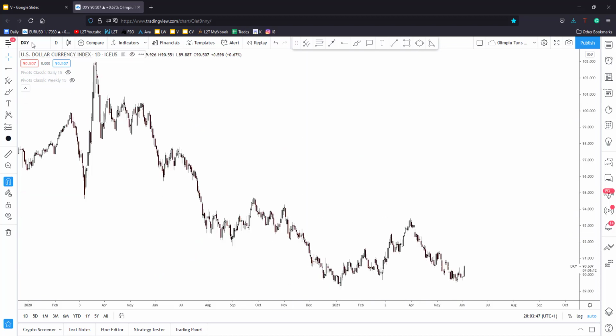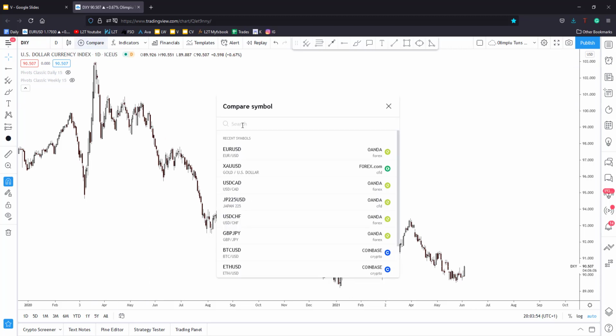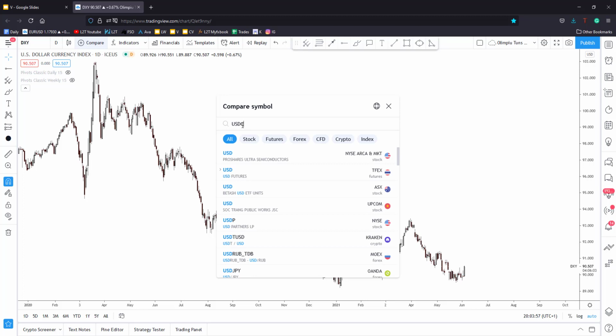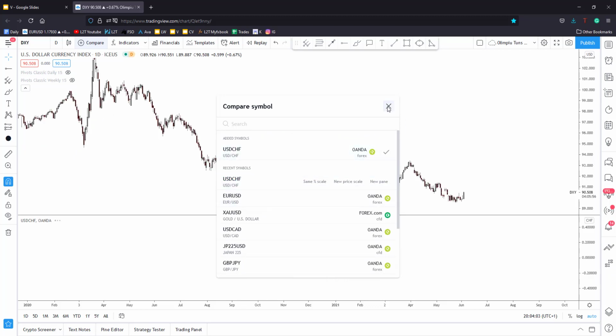Okay, let's move forward and use the DXY maybe, and we'll compare, and let's identify a correlation with the US dollar versus the Swiss franc. And let's use this one here.